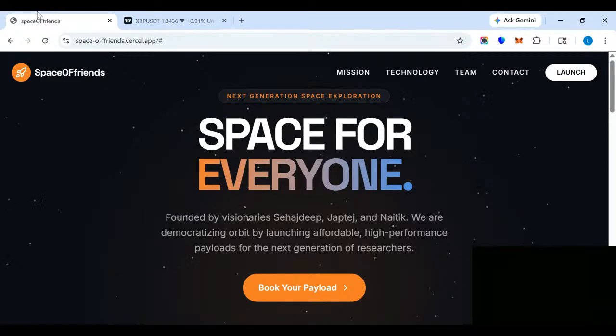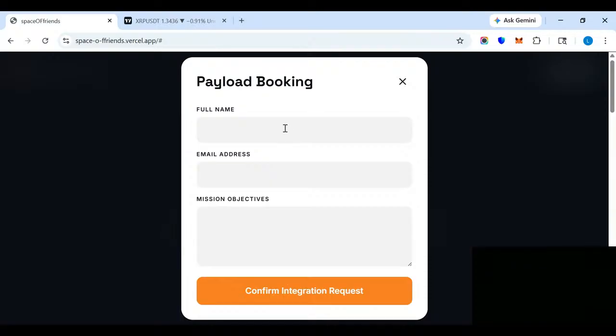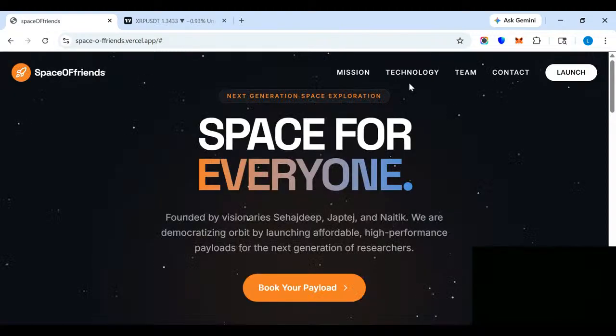But guys, if you want to launch something into space in about a year or so, please do contact us. Just click on the launch button. Select the kind of payload you want to send, and then write your full name, email address, and mission objectives. Send it to us, and when we receive your mail, we will reply and send a Microsoft form. You have to fill that form. In that form you will be asked which type, and everything will be mentioned, like what is CubeSat one. You can select from there.